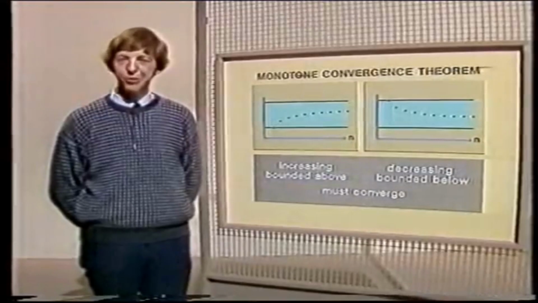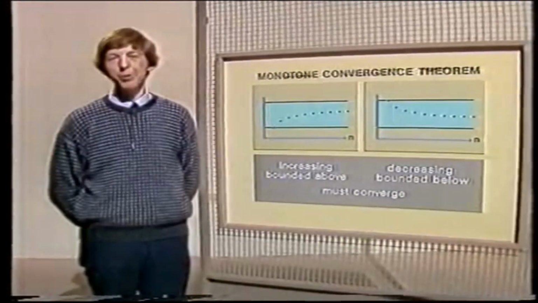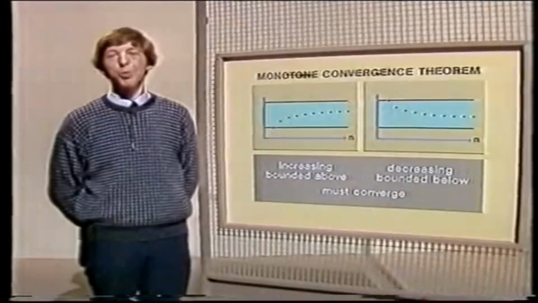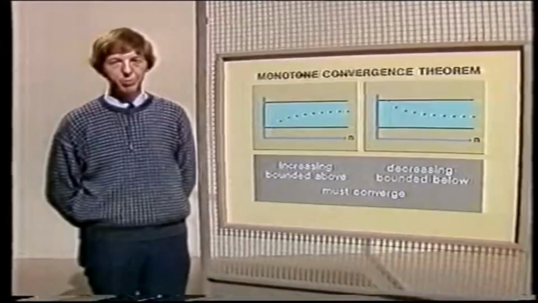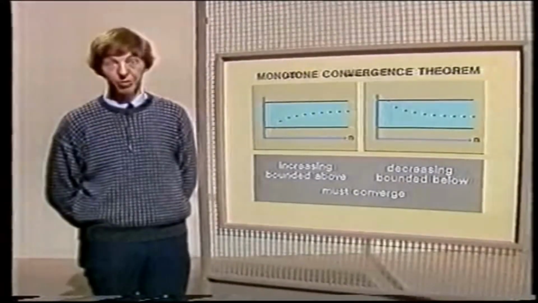Now we're going to look at another sequence. This time it won't be so clear what the limit is, but we'll be able to use the monotone convergence theorem to show that the limit does exist. This is the sequence we're going to look at, 1 plus 1 over n, to the n. How can we tell whether it's convergent? And if it is, what does it converge to?